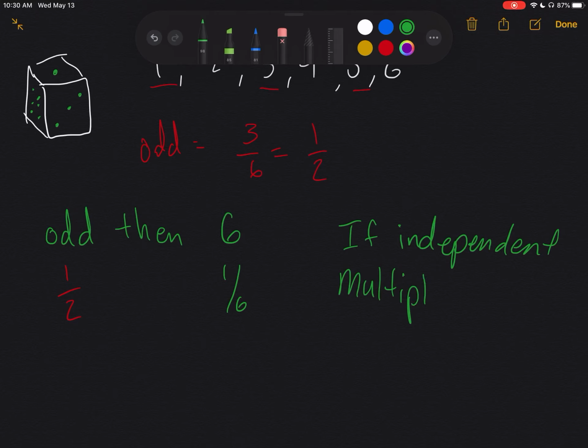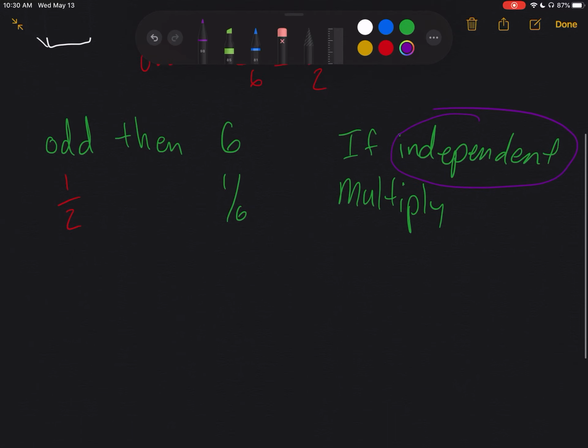And this is super nice, but the key here is that it has to be independent, right? So me rolling an odd number does not affect me rolling a 6. So the probability of me rolling an odd number and a 6 on 2 consecutive rolls is 1/2 times 1/6, or a 1 in 12 chance, right?